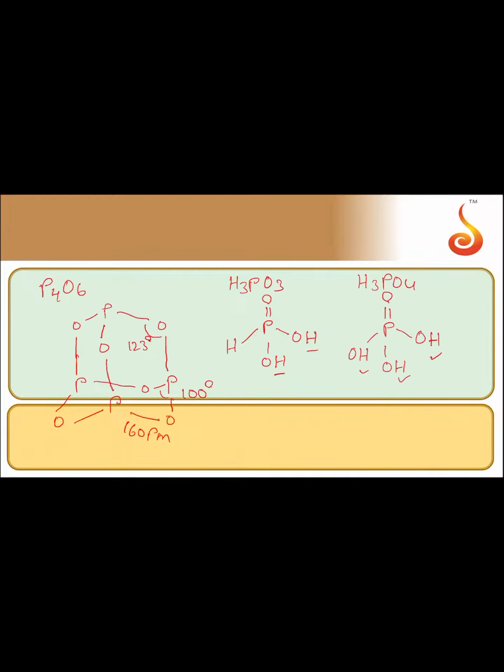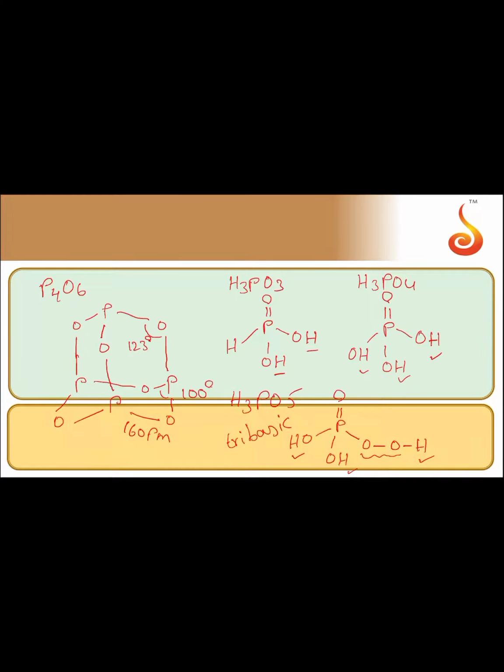Next, H3PO5. The name of the H3PO5 is peroxomonophosphoric acid. First see the structure of H3PO5. It contains a peroxide linkage like this and 2 OH groups. These 3 OH hydrogens can be replaced. So it is tribasic and it is having the peroxide linkage.